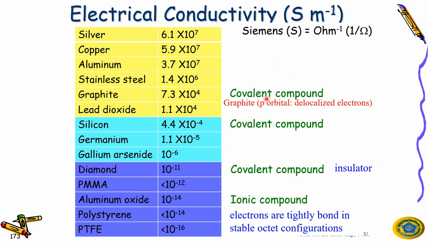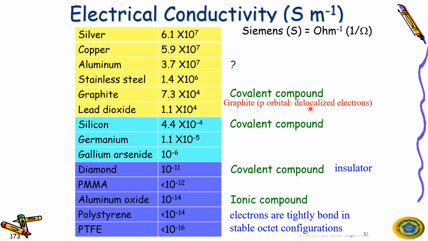Graphite is covalent bond, and we understand this is because graphite is sp2 hybridization, right? So you have a p orbital, which is delocalized electrons. So electrons in the p orbital can move easily. That's why we have a good electrical conductivity for the graphite.